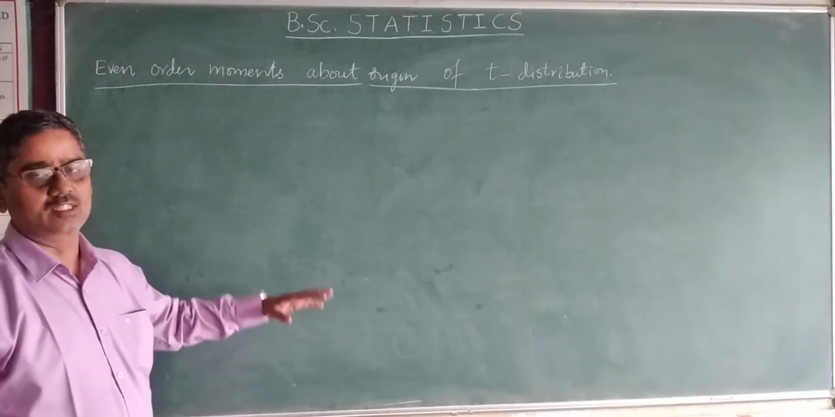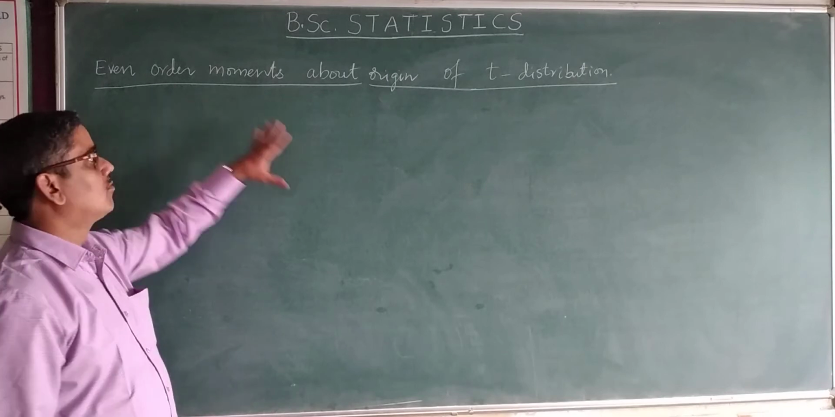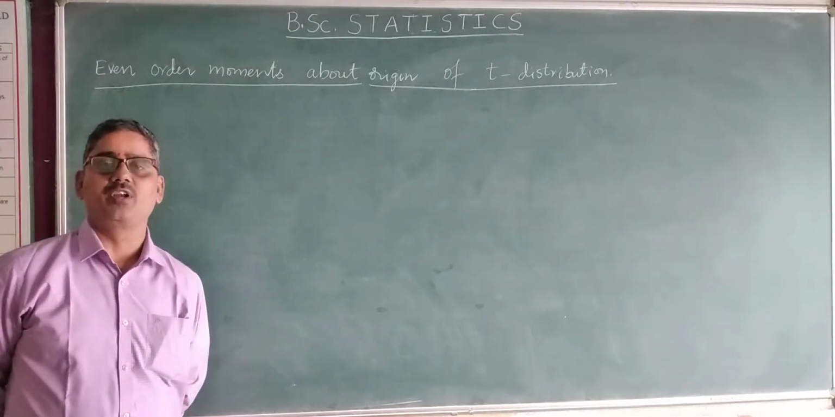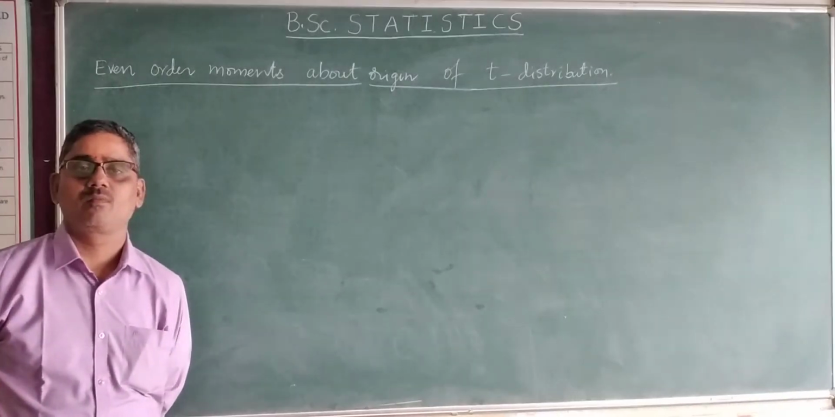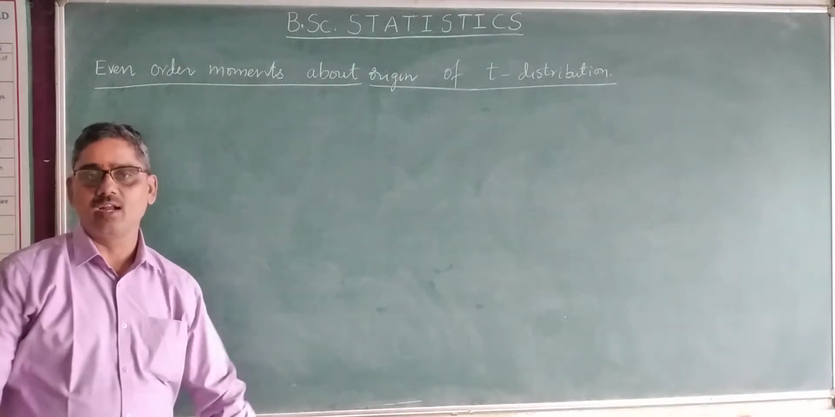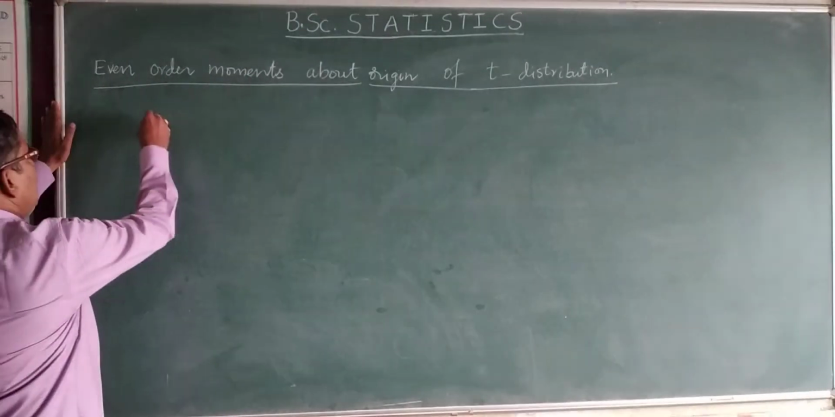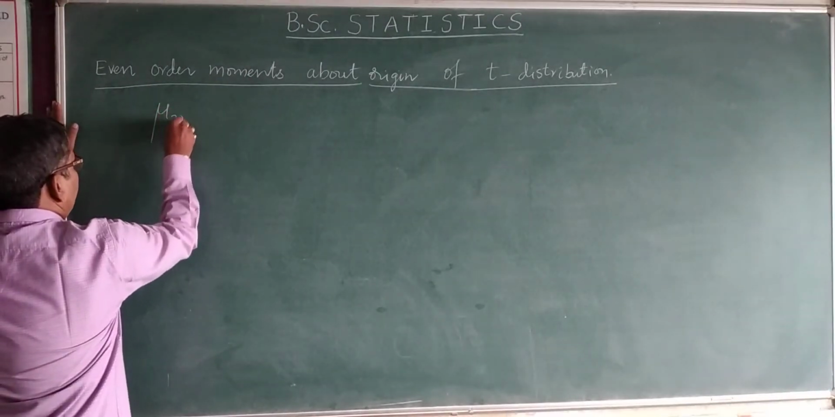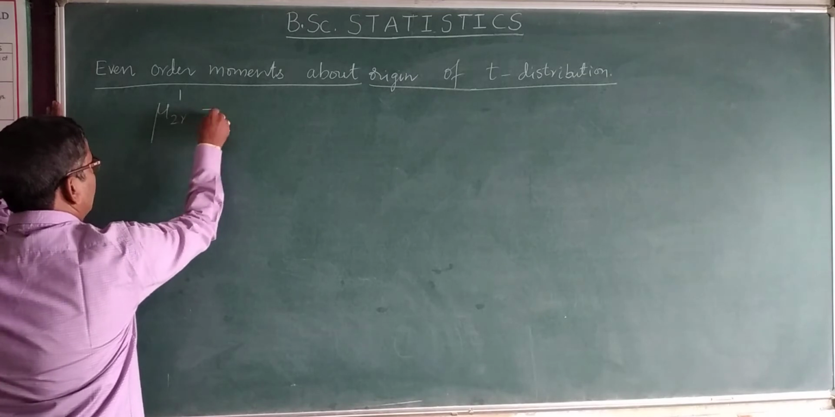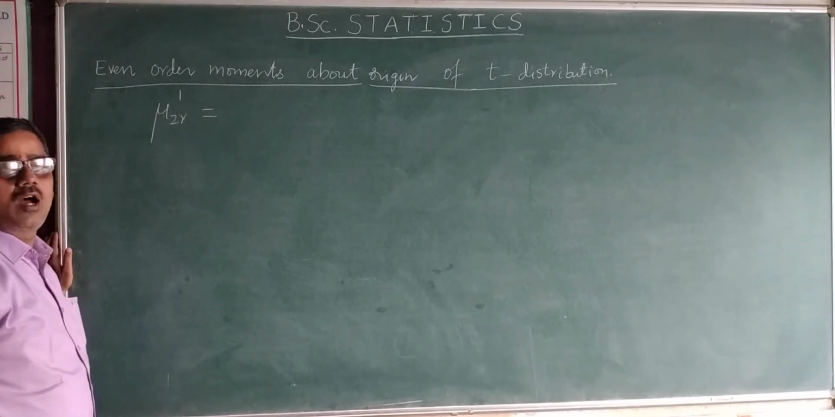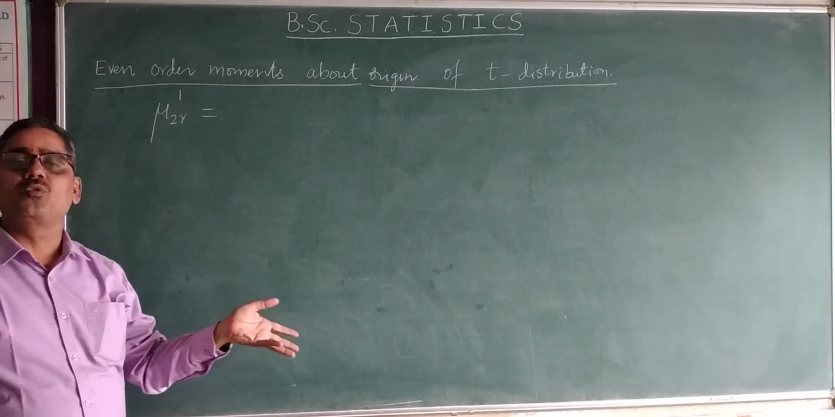In this lesson, I discuss even order moments about origin of the t distribution. How do we calculate even order moments about origin? For the even order moments about origin, I consider mu 2r dash. I have considered odd order moments, mu 2r plus 1 dash.